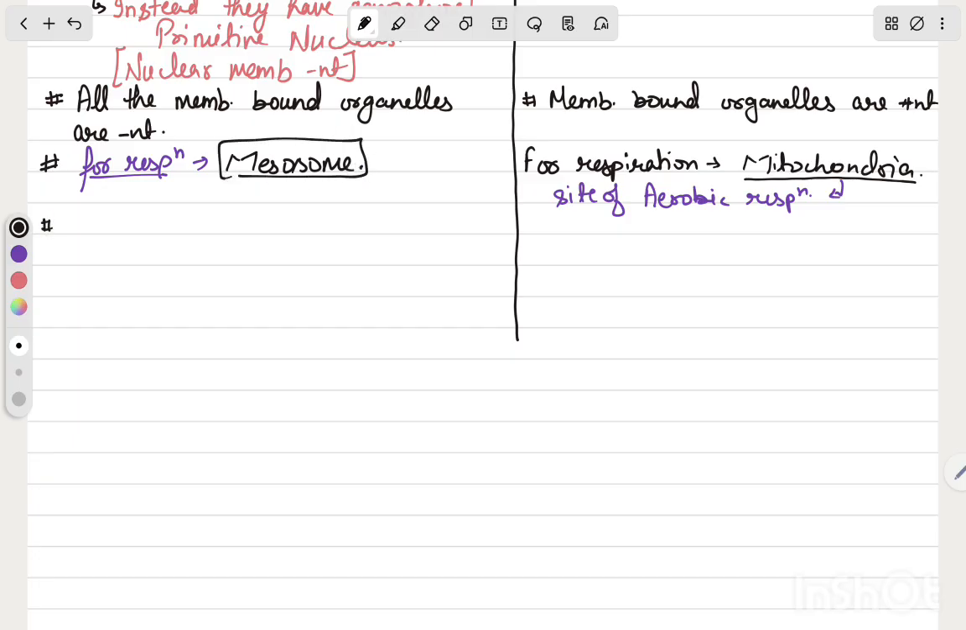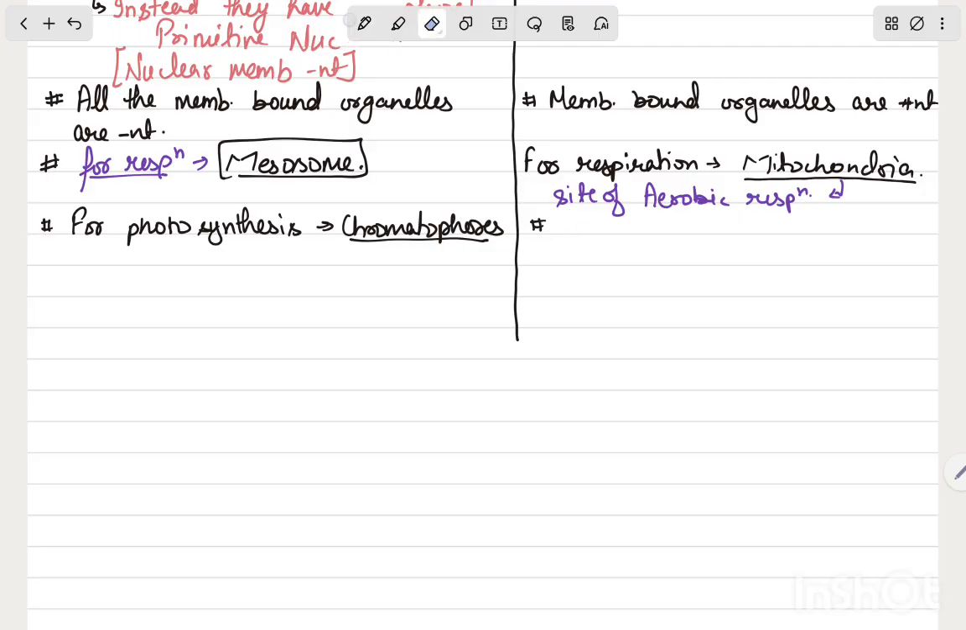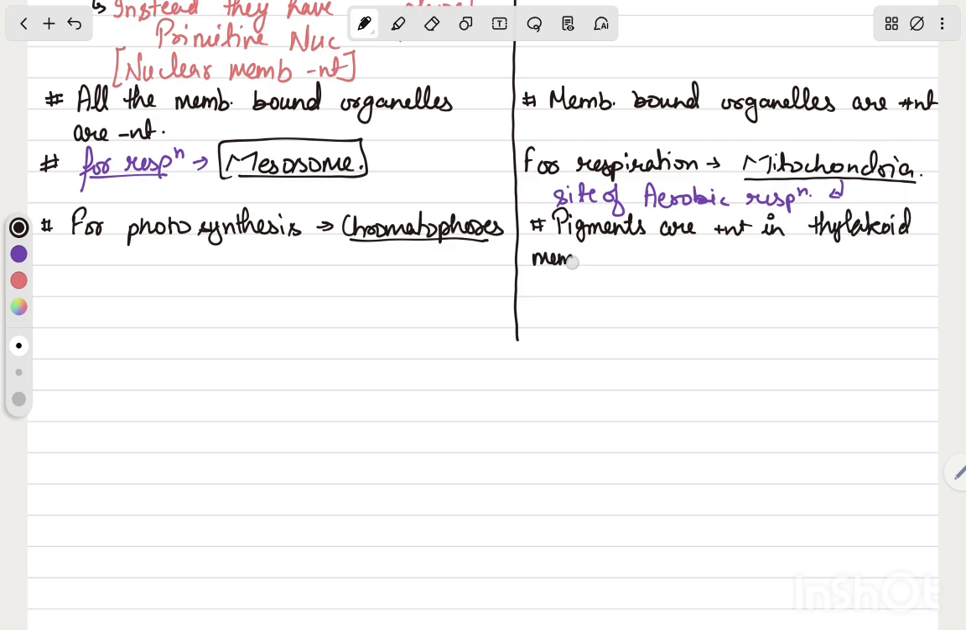Next difference, for photosynthesis, prokaryotes have chromatophore. Photosynthetic pigments are embedded in chromatophore. For the similar process, in eukaryotes, pigments are embedded in the thylakoid membrane of chloroplast, right?